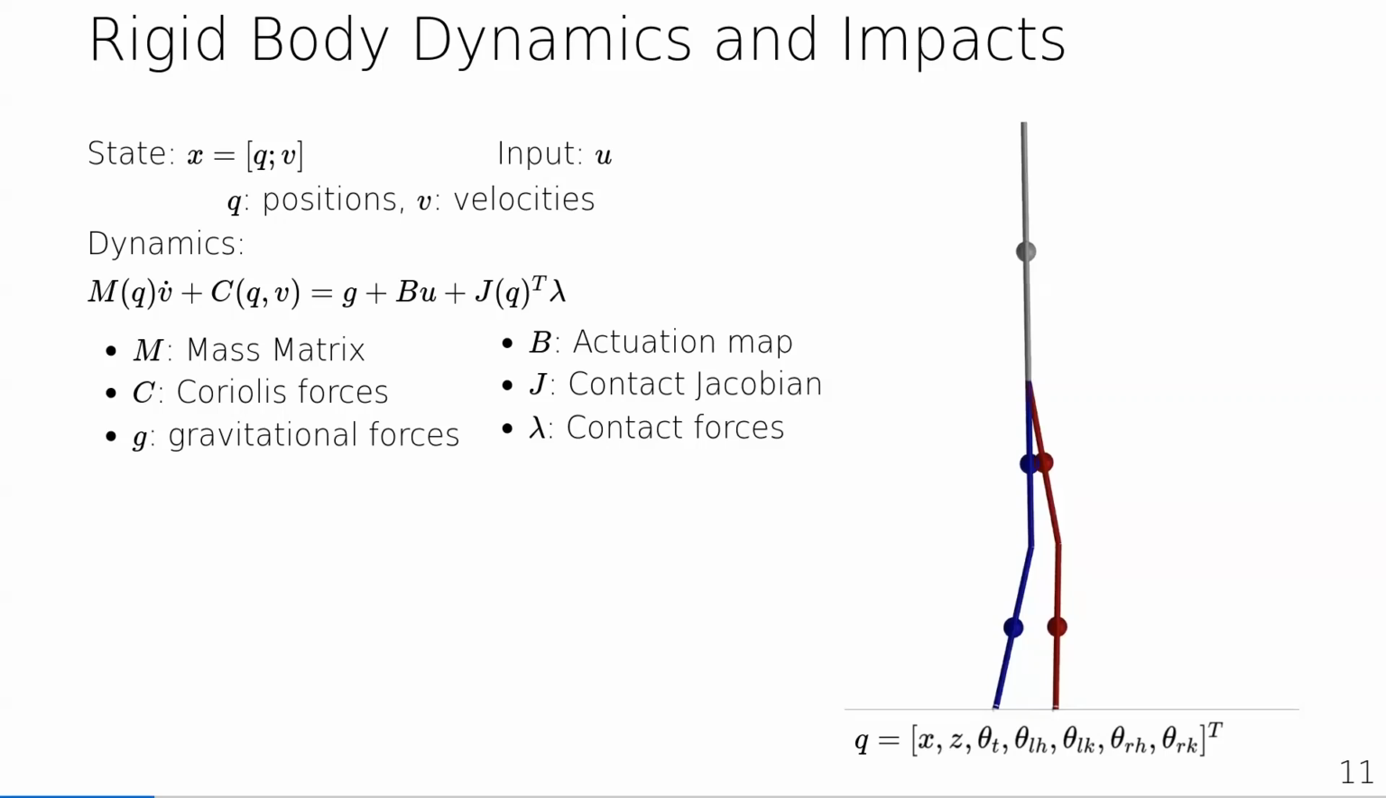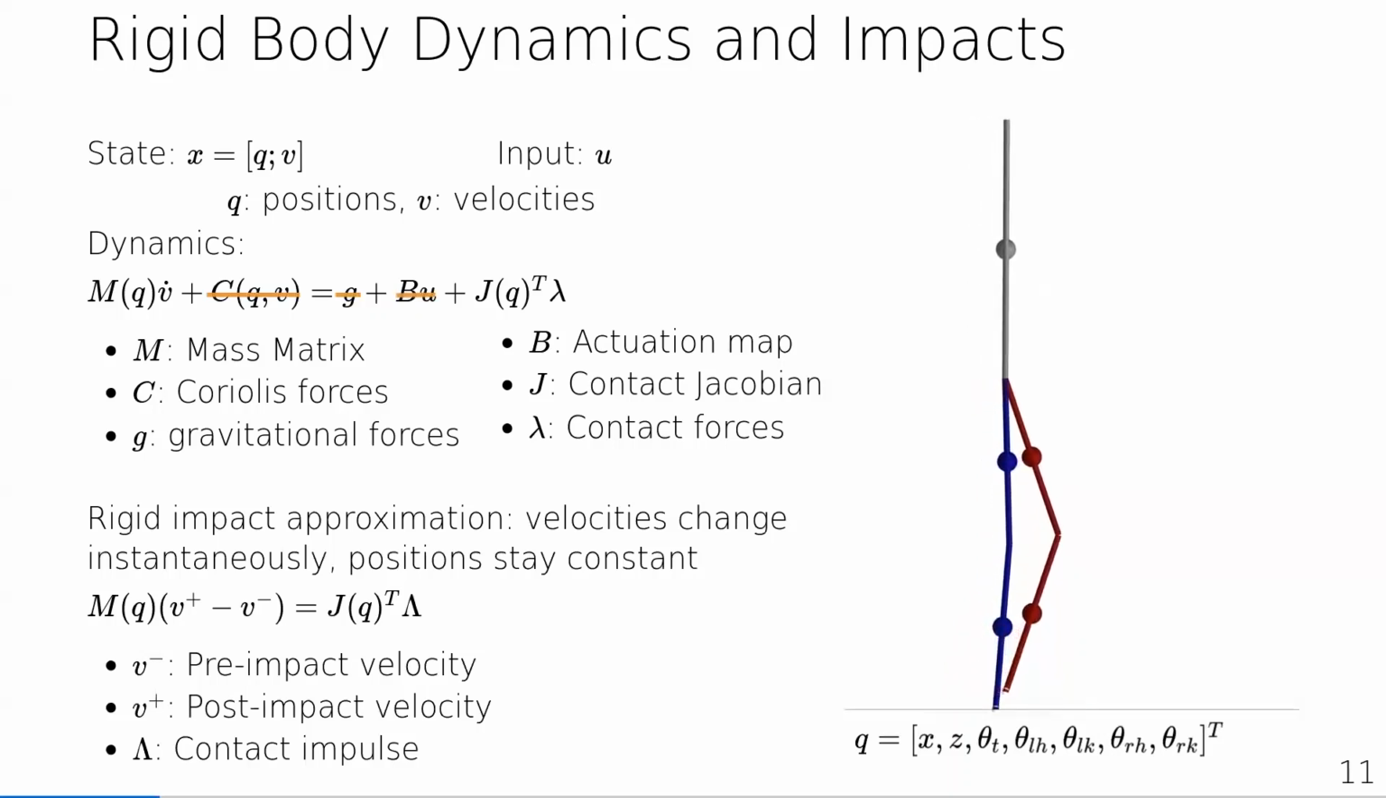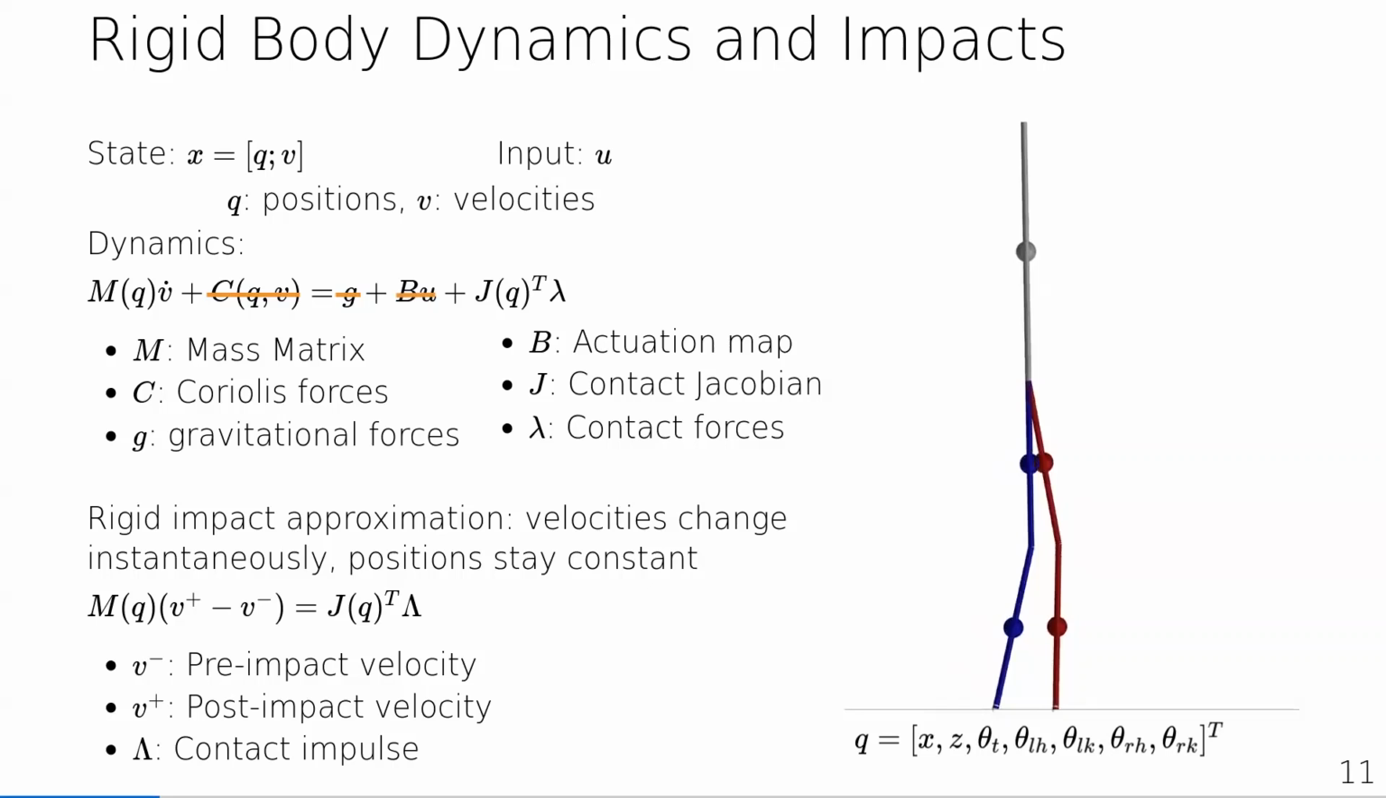To avoid modeling the complex deformations that actually occur during impact, we use a simplified assumption of rigid impacts. And under this assumption, impacts resolve instantaneously. So the continuous forces shown crossed out in yellow are assumed to be negligible, leaving only behind the contact force that we now model as an impulse that maps the pre-impact velocity v minus directly to the post-impact velocity v plus. And thus, after the contact impact event is resolved, we can continue on with the dynamics now in the new contact mode.